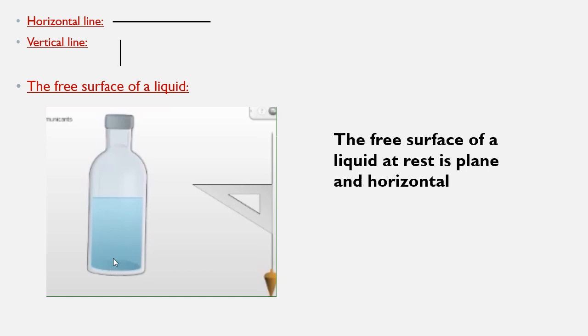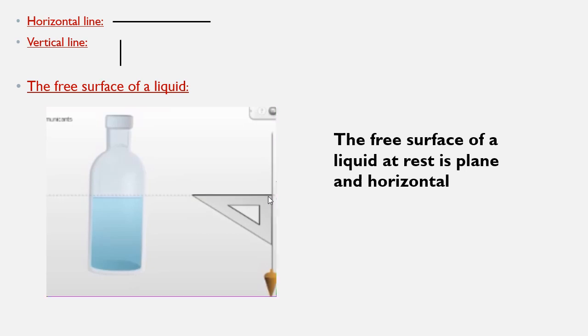Now, we are going to move the set square downwards in order to reach the level of water. So let's move the set square. We can observe that the level of water and the set square are at the same level. Thus, the level of water inside the bottle is plane and horizontal, as you see in this figure.